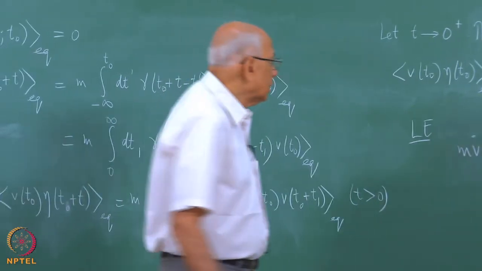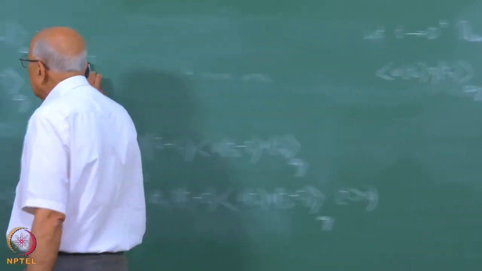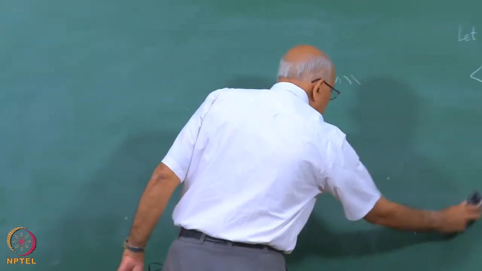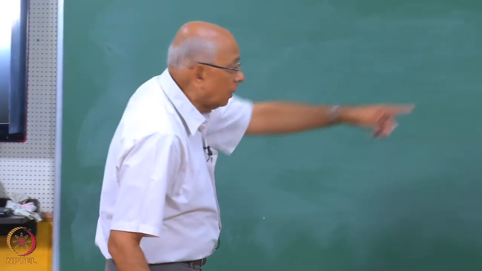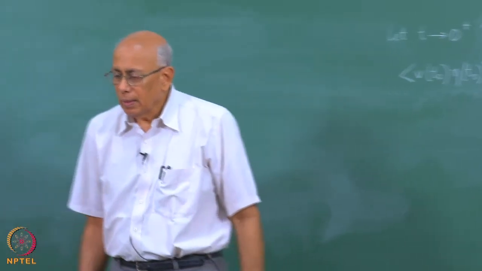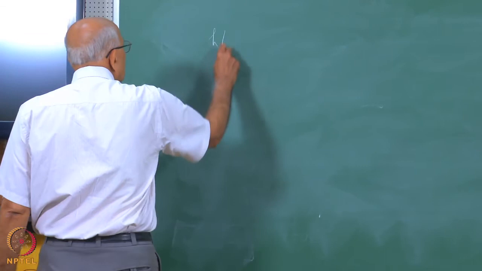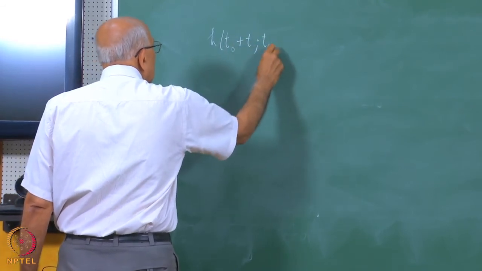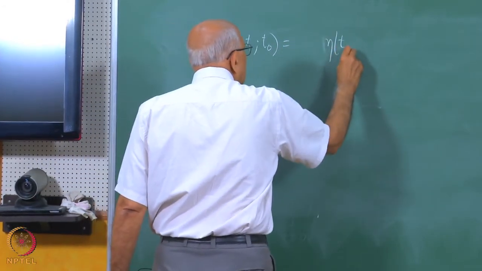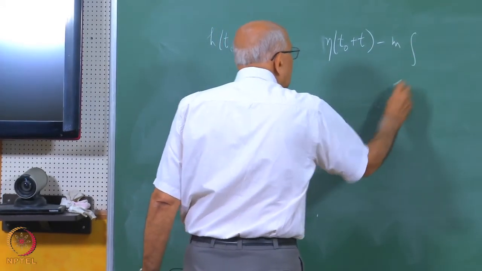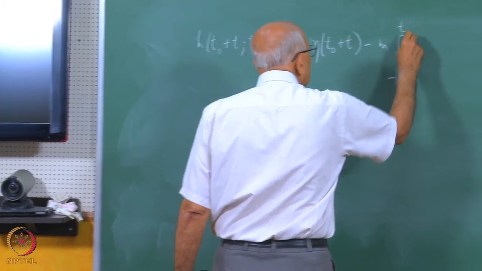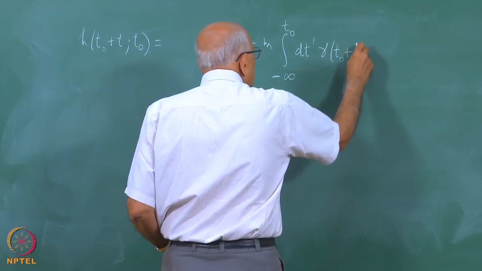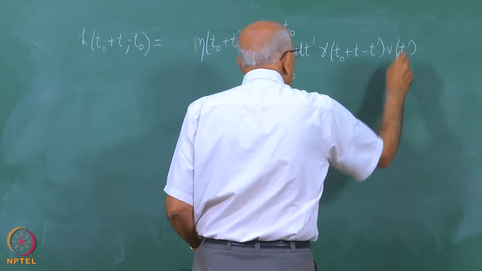But now let's see it in a more dramatic way. Let's turn this around and start with... so let's keep that aside. So we know that there is a correlation between the V and eta. Keep that in mind. And now let's turn this around and say, what was the definition of this h of t naught plus t? It was equal to eta of t naught plus t minus m times an integral from minus infinity up to time t naught dt prime gamma of t naught plus t minus t prime v of t prime. Okay, that was my definition here.